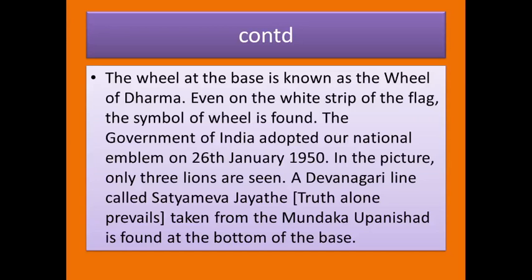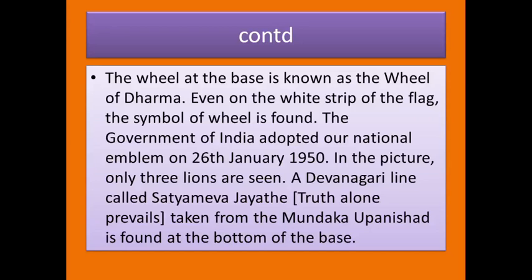The Government of India adopted our national emblem on 26 January 1950. In the picture, only 3 lines are seen. The Devanagari line called Satyameva Jayate, that is, truth alone prevails, taken from the Mundaka Upanishad, is found at the bottom of the base. Here, as we all know, the wheel at the base, which we can see in the emblem, it resembles the Dharma.